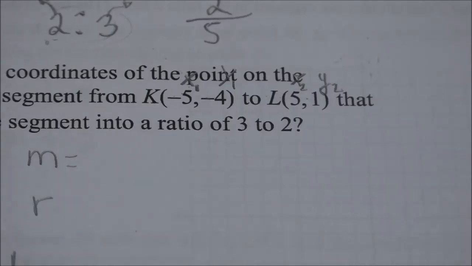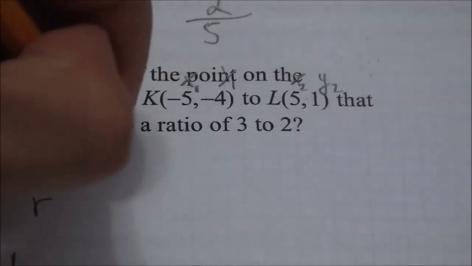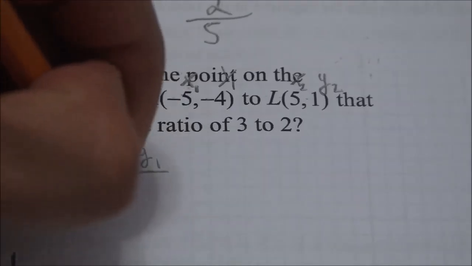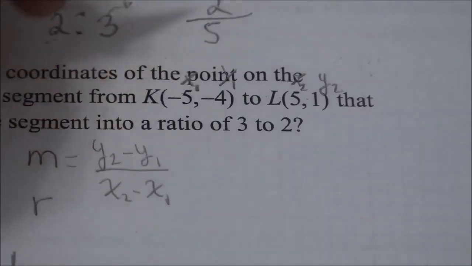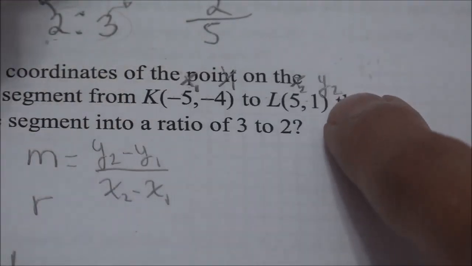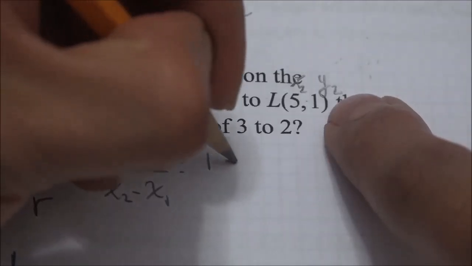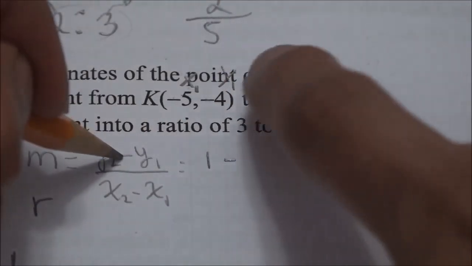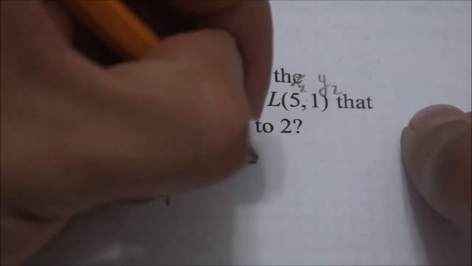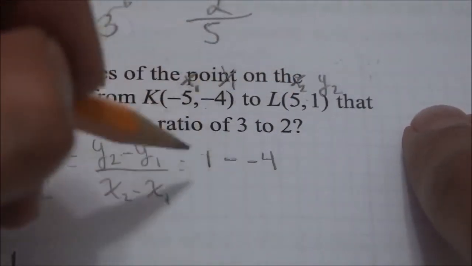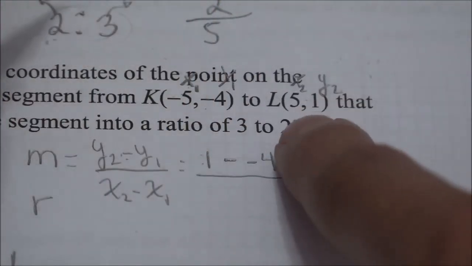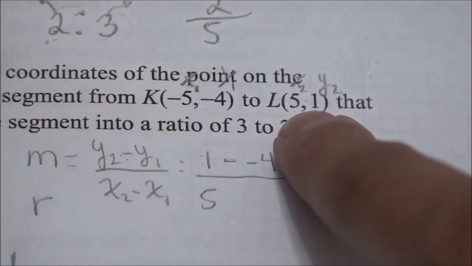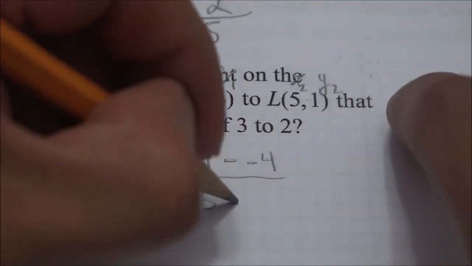Easy. Rise over run means to find the slope, you do y2 minus y1 over x2 minus x1. So to find the slope, let's do this. y2, that's 1, minus, from the formula, y2 minus y1, negative 4. You see, I didn't write 1 minus 4. I wrote 1 minus negative 4 over x2, 5, minus x1, negative 5.